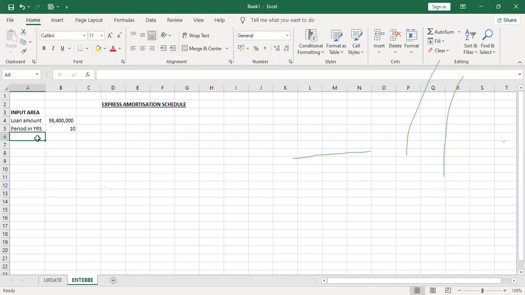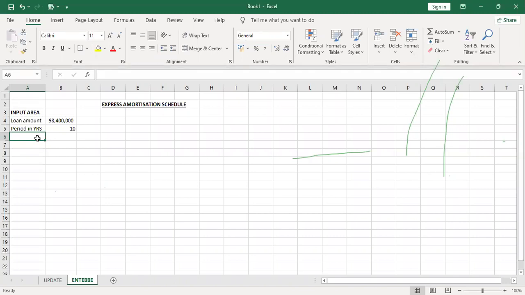When you are coming up with the amortization schedule, the input area means that I need all of the information I will use to compute whatever I'm going to compute, all together. So when I look at this question, what is the relevant information that I need to come up with my amortization schedule? One, I need the loan amount. In this case, the loan amount, the amount that will be borrowed, okay?